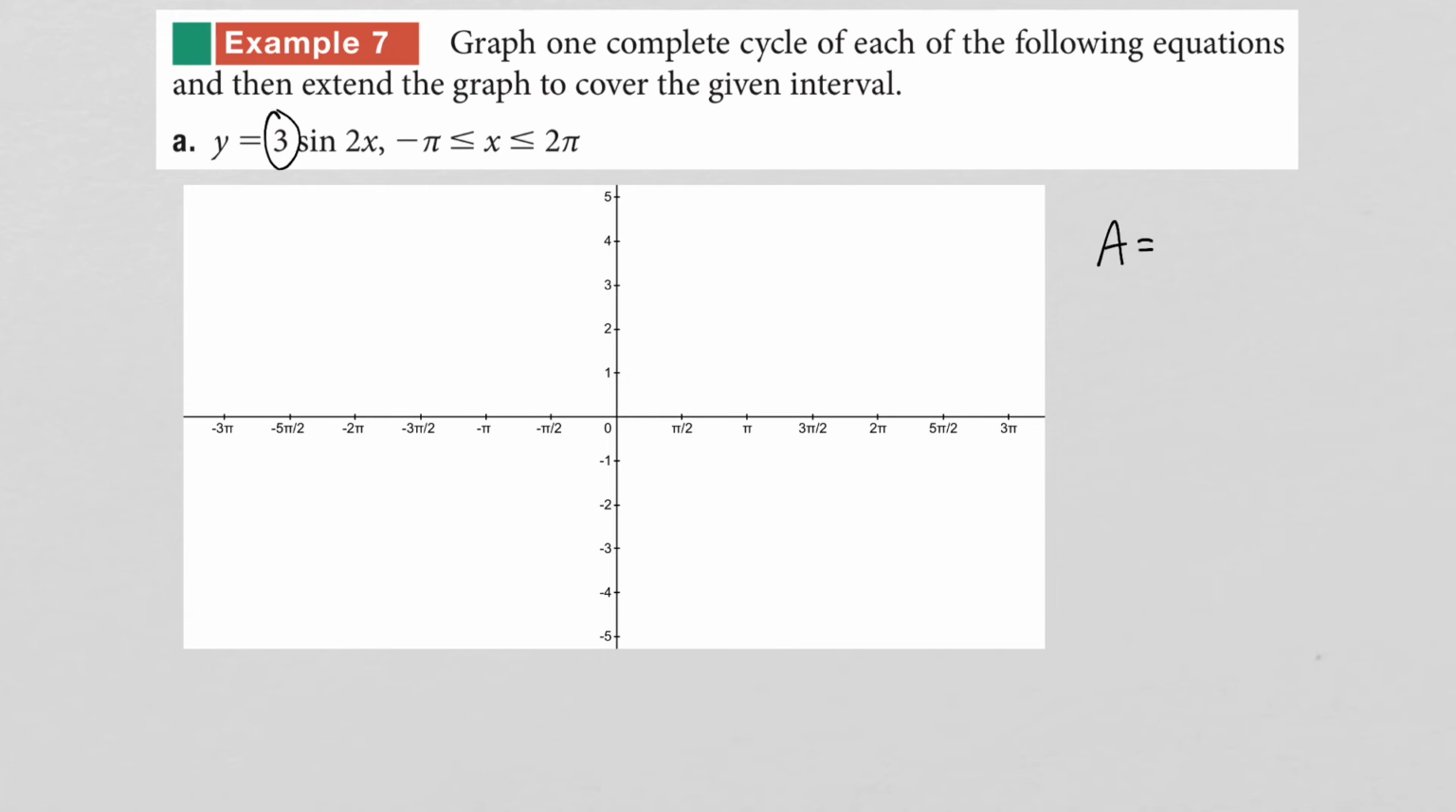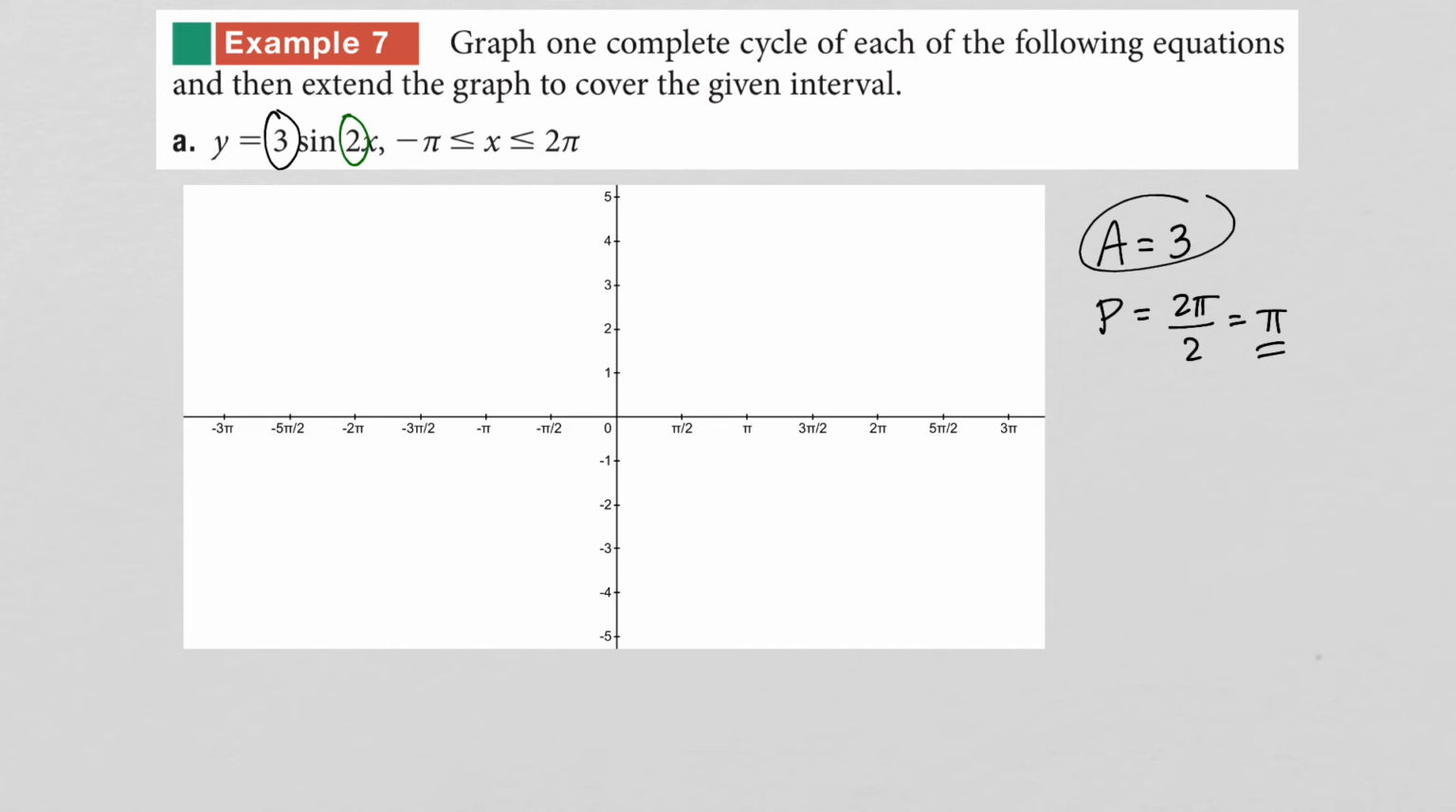The amplitude of this graph is 3. The period of this graph is 2 pi divided by the number in front of x, which is 2. And 2 pi divided by 2 is pi. So the amplitude is 3. That's how tall the graph is going to be, both above and below the x-axis. And the period is pi. That's how long it's going to take to complete one cycle.